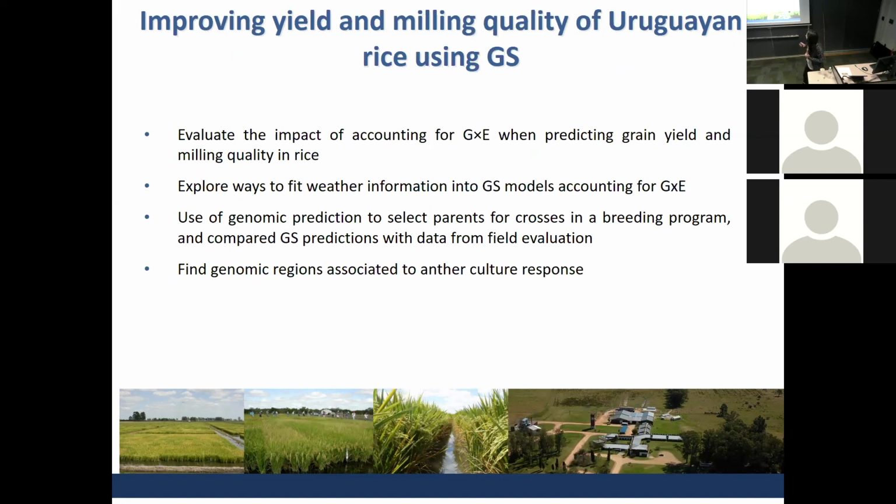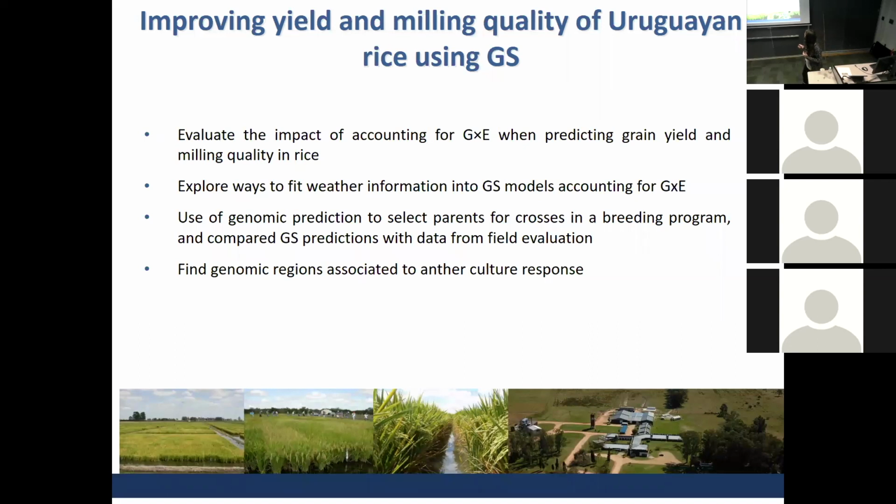So particularly, I focused on evaluating the impact of accounting for GWAS in our prediction models. And then also, we compare different ways to fit weather covariates to feed our models and improve our prediction accuracies. Also, another thing was the use of genomic selection to select the best combinations of parents to cross and start new breeding cycles. And this is like a bonus track of the thesis, which is finding genomic regions that are associated with anther-culture response when we try to develop double haploid lines for breeding.